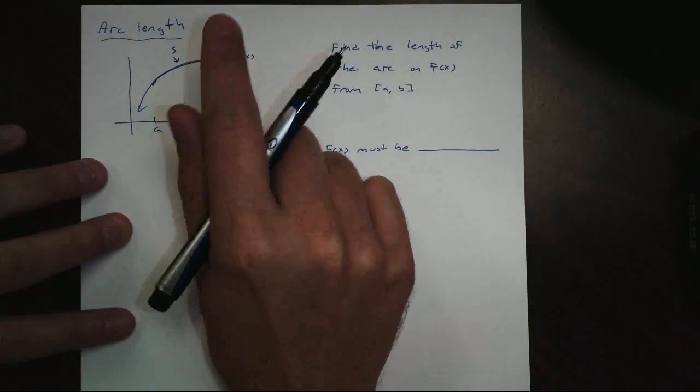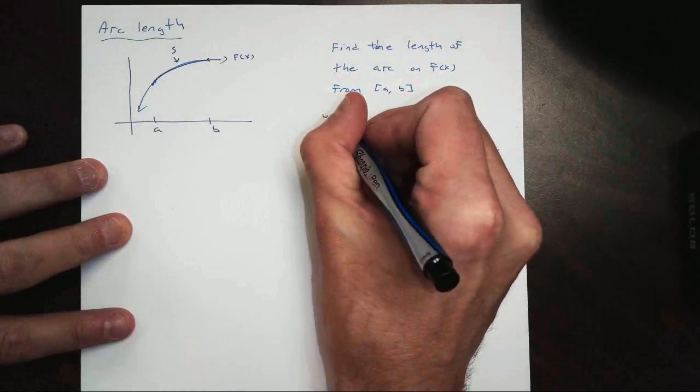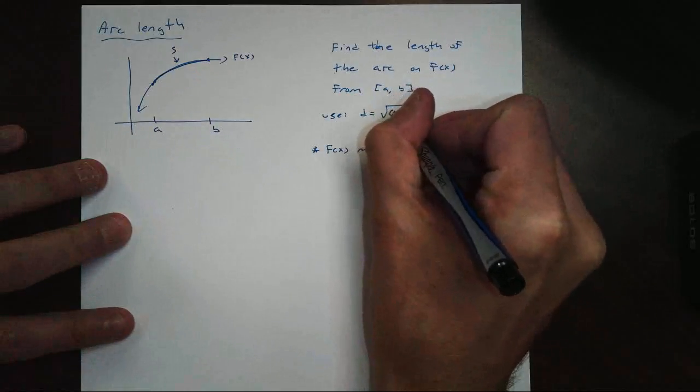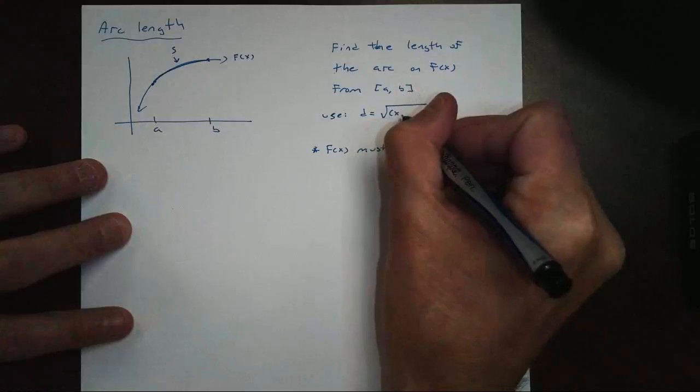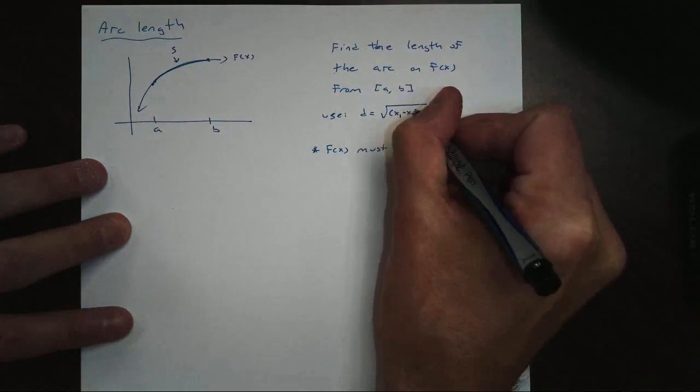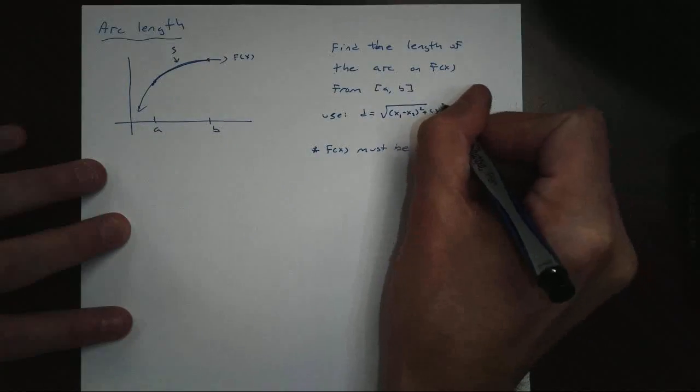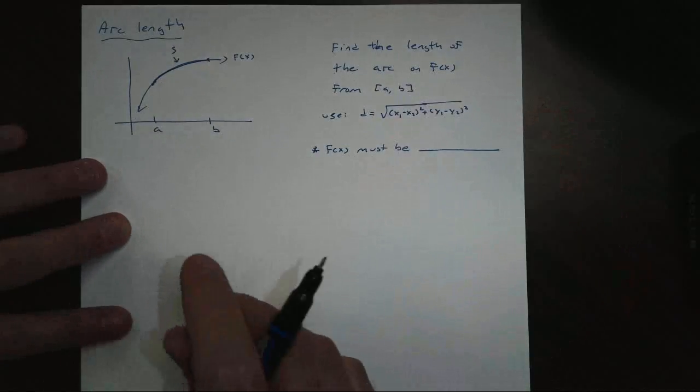To find the length of this, we will use the distance formula, and we're going to take a look at how this applies to us in calculus in just a few moments. So the distance formula we know is the difference in your x values squared, plus the difference in your y values squared, and we take the square root of that.